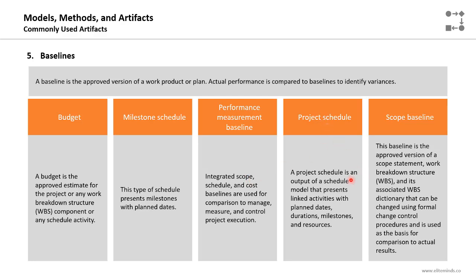The project schedule is an output of a schedule model that presents linked activities with planned dates, durations, milestones, and resources. This is one of the very important artifacts in the project. The project schedule will be the reference we will use to check our performance in terms of duration. And we have also the scope baseline, which is the approved version of a scope statement, WBS or work breakdown structure, and its associated WBS dictionary that can be changed using formal change control procedures, and it's used as the basis for comparison to actual results.